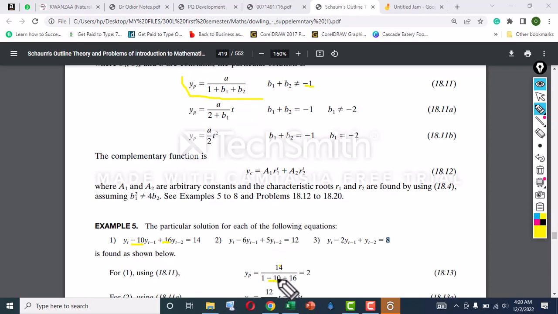So we have 1 minus 10 plus 16. 1 minus 10 is actually minus 9. Minus 9 plus 16 is 7. So we have 14 divided by 7. That's how we get to our 2. So that is done and dusted. As simple as that. So we go to the next one.